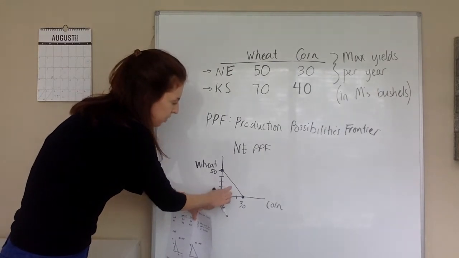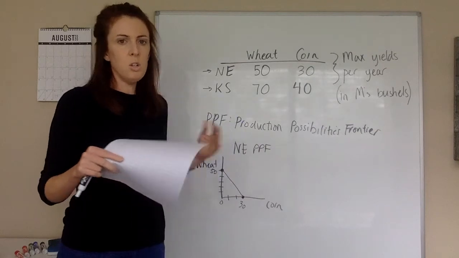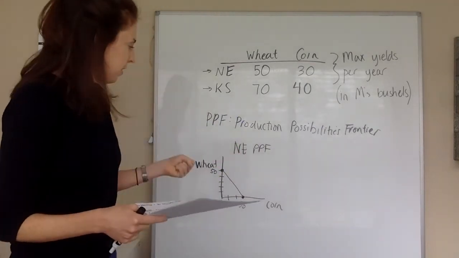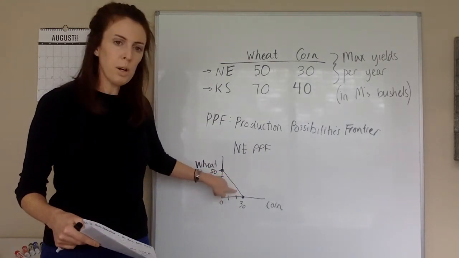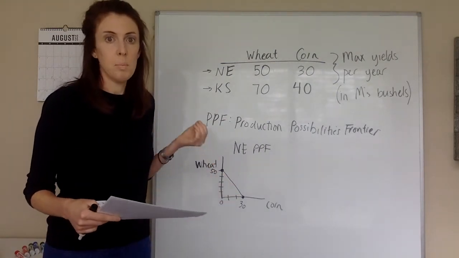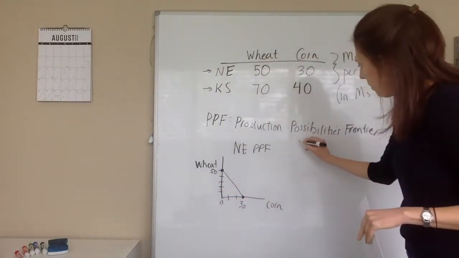So again, the PPF is just telling us if you use all your resources and really use every last piece of energy and resources that you have, then these are the output combinations that you could feasibly produce at the frontier. Okay, similarly, Kansas is going to have a PPF.